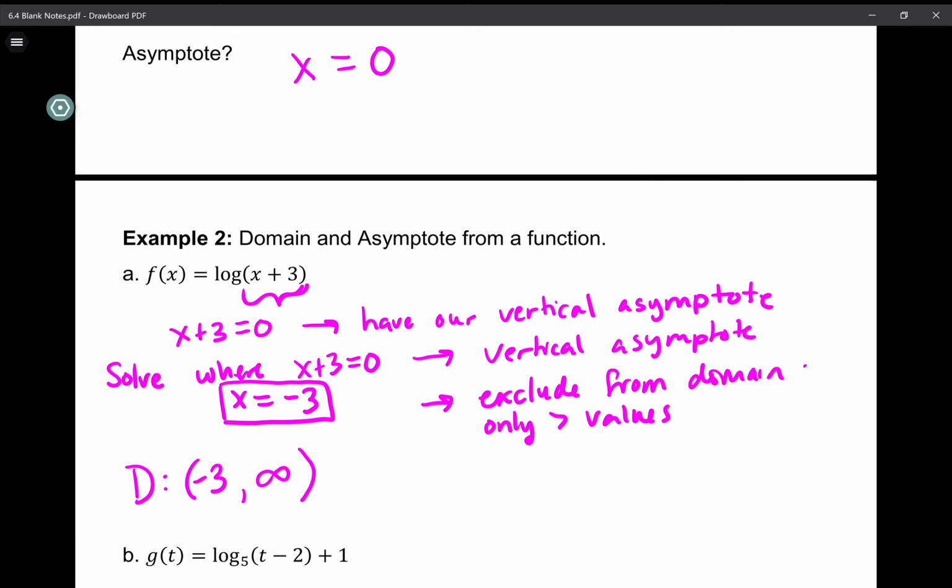We put in negative 2, we'll get log base 10 of 1. We all know that's going to be 0. All right, so that's one thing to look at.